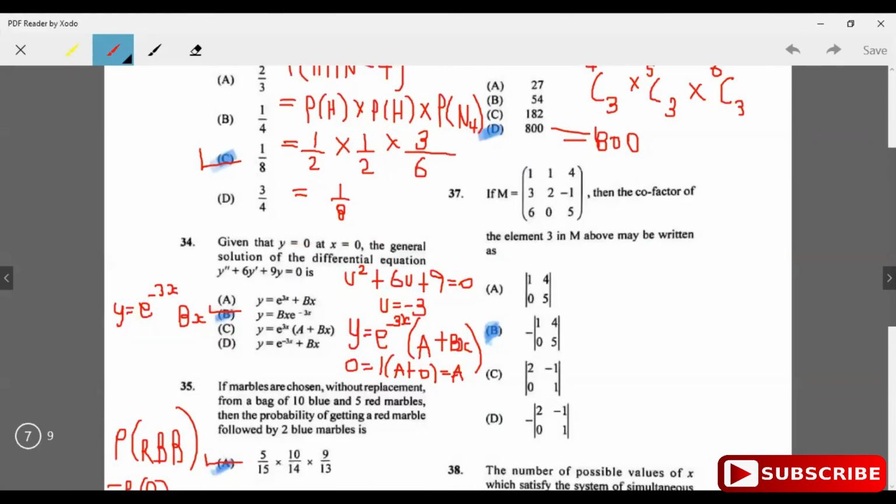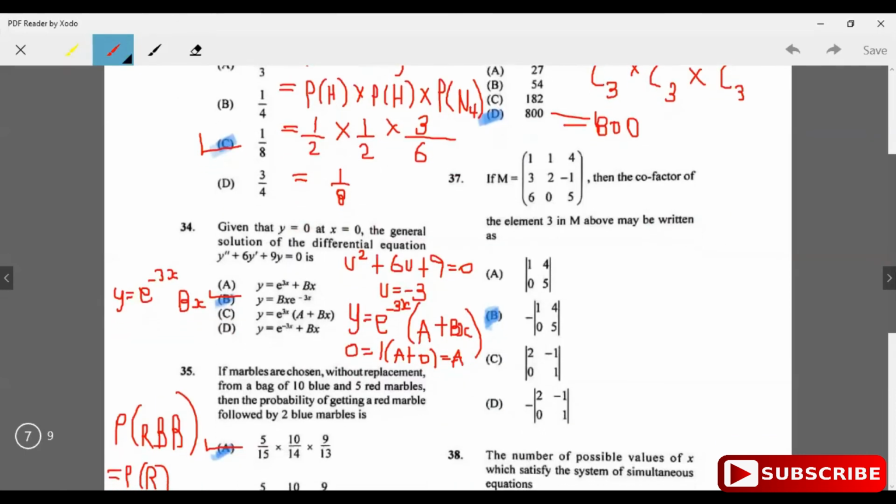Question 37 is asking for the cofactor of the element 3. So all you have to do is cross out the row and the column. The signs go positive, negative, positive, negative. So it's the negative of the determinant with rows 1, 4 and 0, 5. Yes, because the sign of the cofactor of 3 is going to be negative. All right, so that's B.